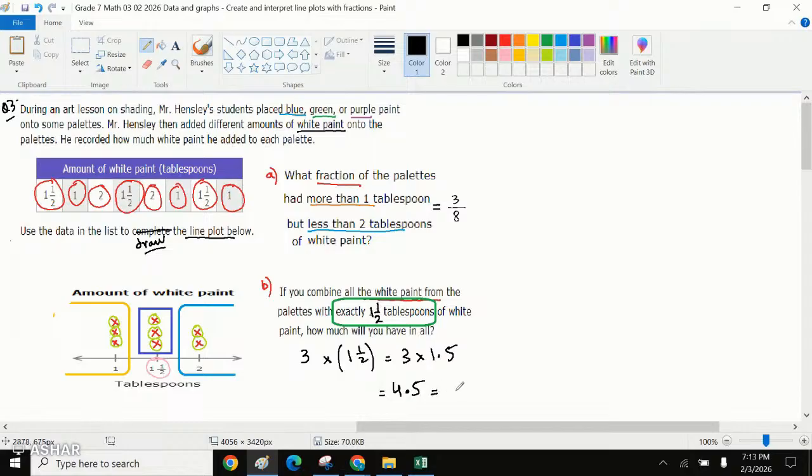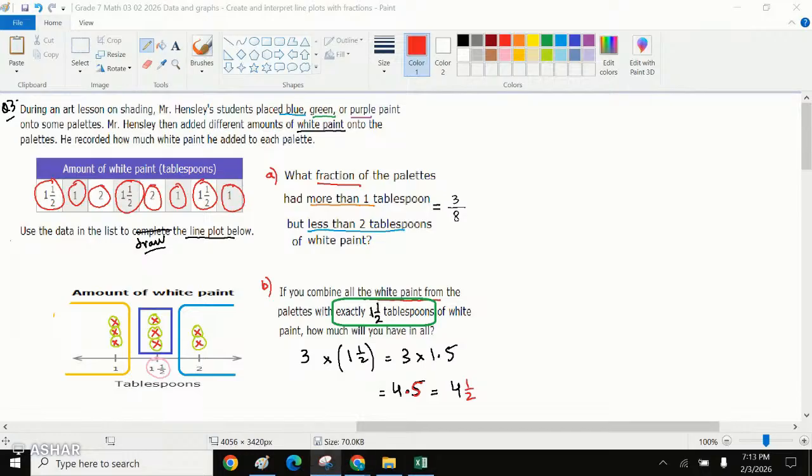And 4.5 can also be written as 4 whole, where 0.5 can be written as 1/2, right? That means the total, since 1.5 tablespoons were used 3 times, because there are 3 X markings in the column of 1.5, we can say 1.5 multiplied by 3 becomes 4.5 tablespoons in the category of 1.5. Okay, do we agree? Thank you. Moving ahead, let's see if we have another question.